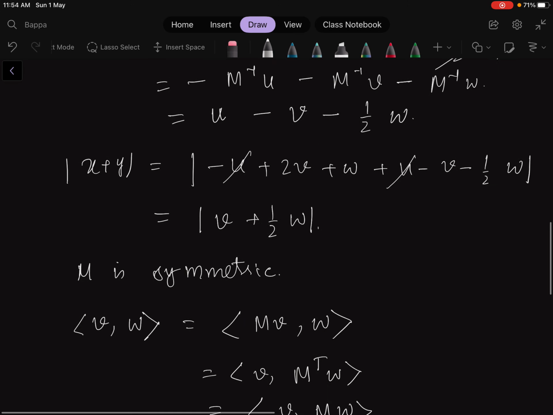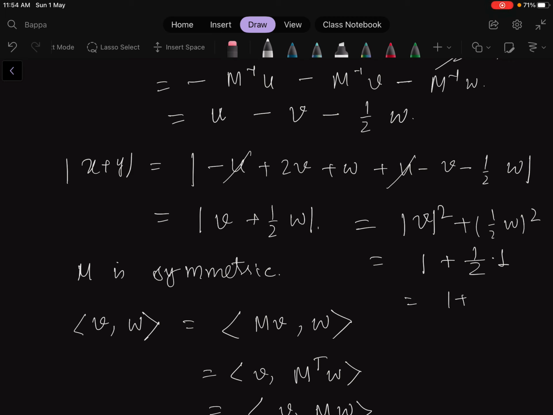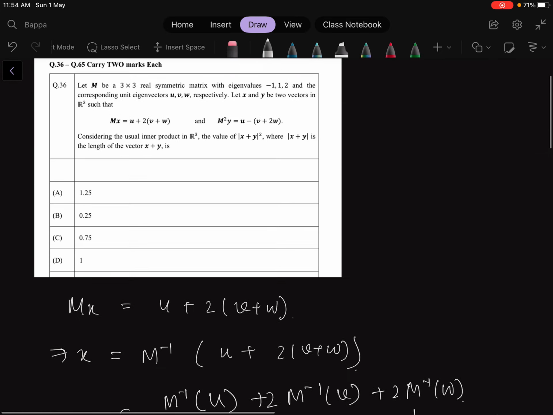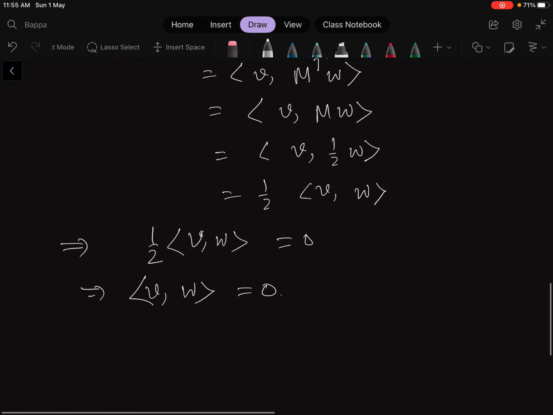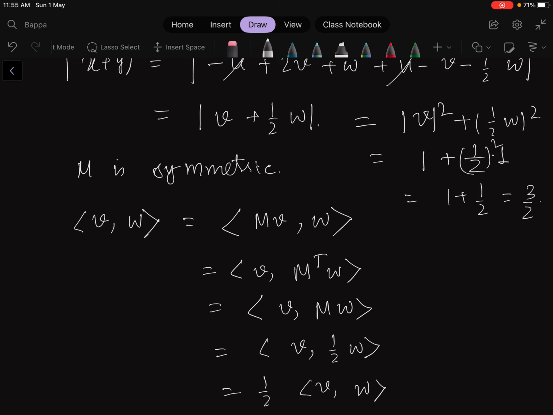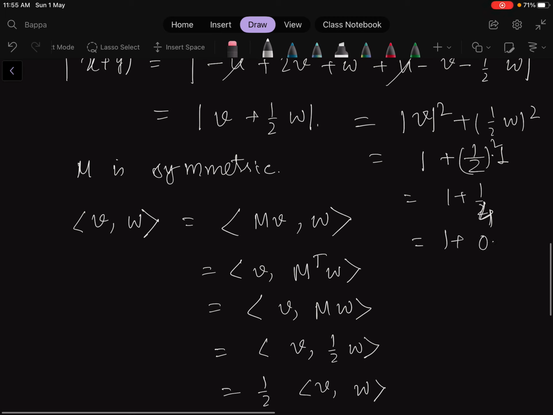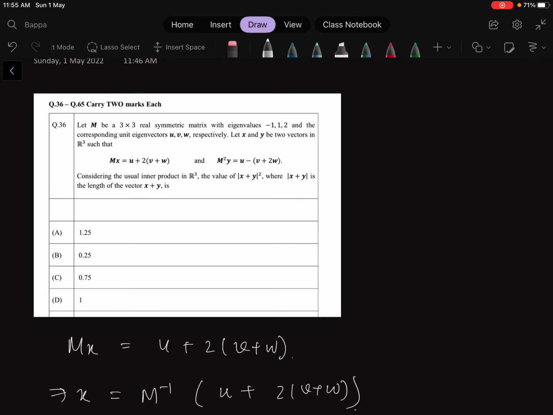So now you apply the Pythagorean equality. What do you get? You get norm v squared plus the norm of the w term squared. So this is 1 plus a multiple of 1, which gives a value of 1 plus 0.25, so this is actually 1.25. So that is option 1, option A.